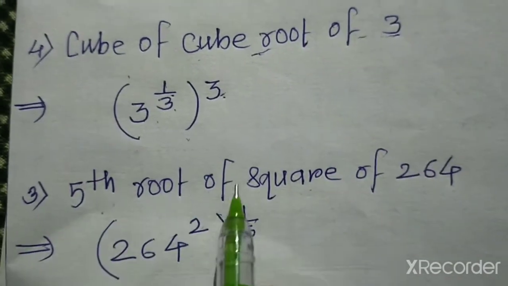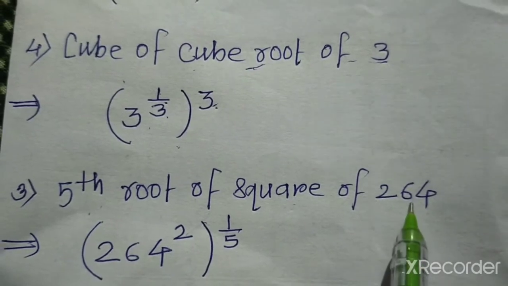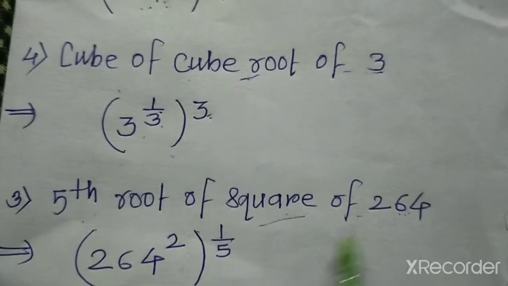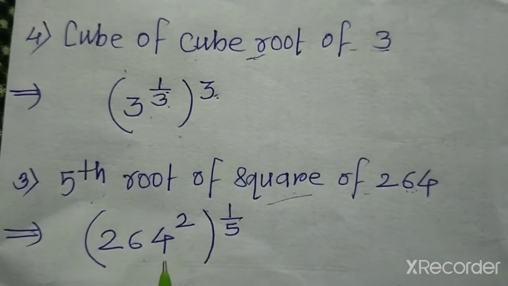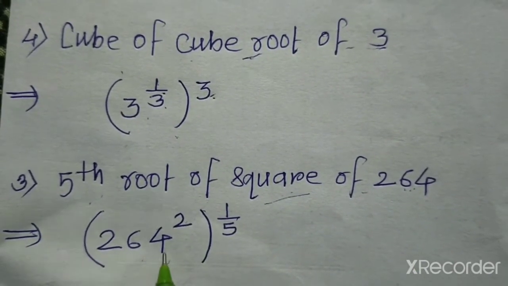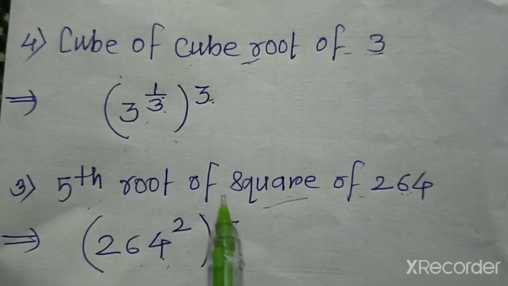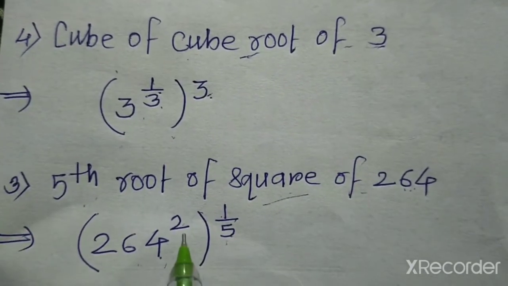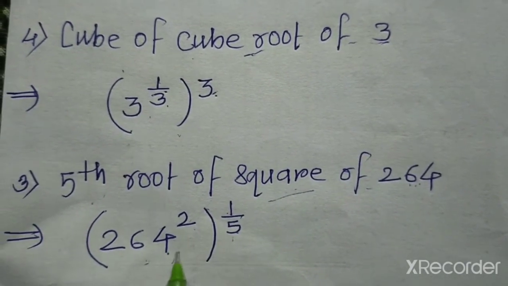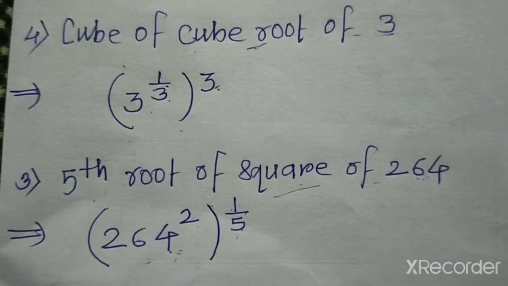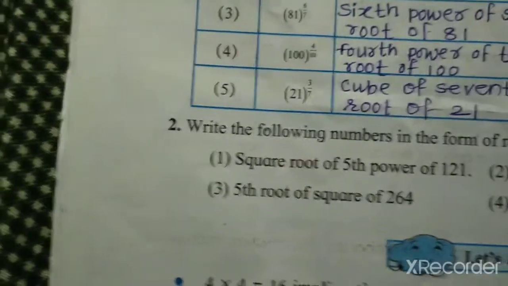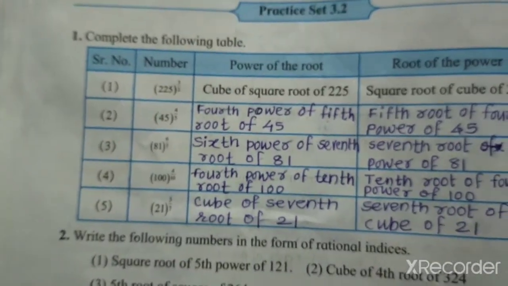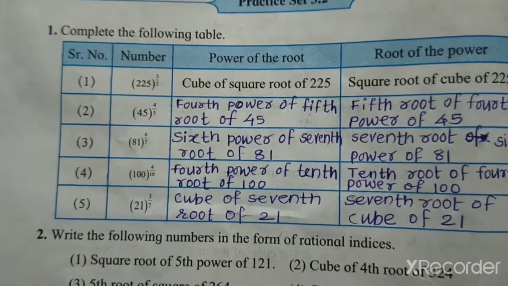Now see here, the third one, the fifth root of square of 264. So first see here the square of 264. So we have to put in the bracket the square of 264, and the fifth root means in index we have to put 1 by 5, means fifth root of square of 264. So like that you can solve all the remaining problems from the practice set 3.2.